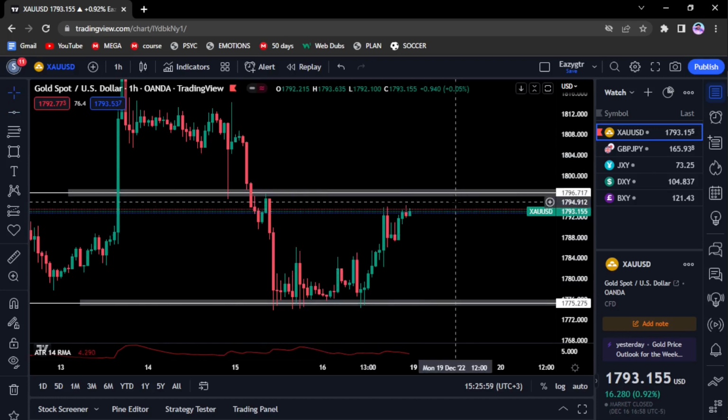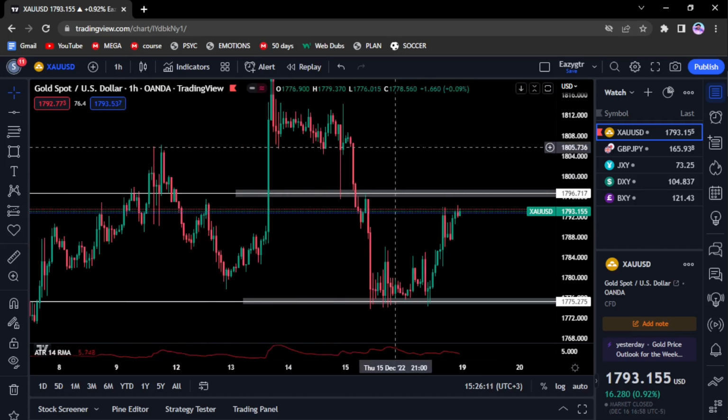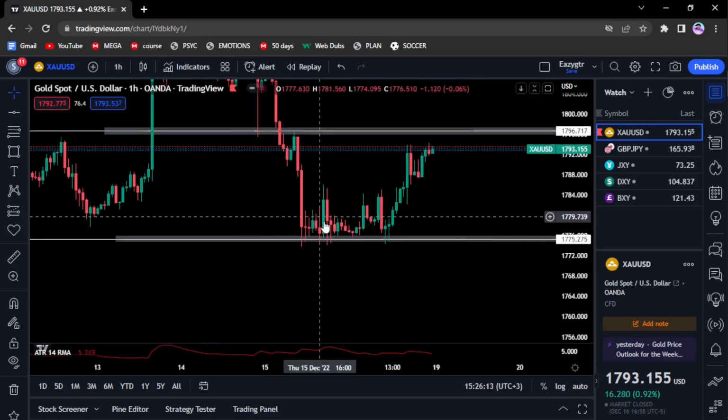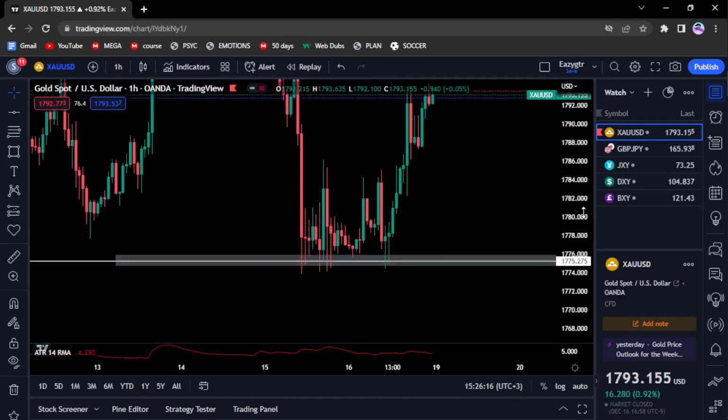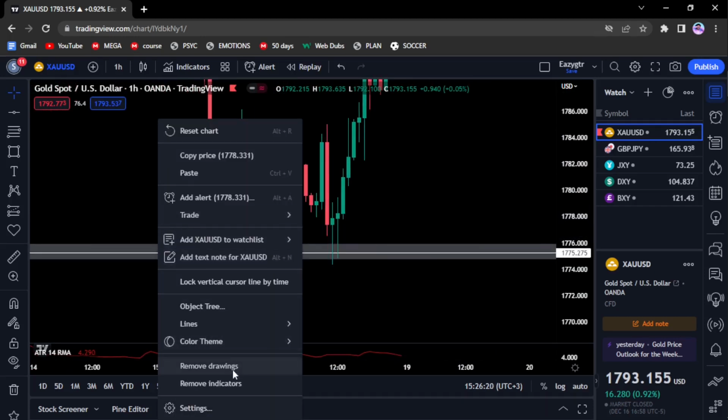Basic cookie cutter drawings, they're so simple. You don't have to go through all the trouble of finding even numbers, dot 500, dot 00. I mean, you can just use your eyes. In fact, this is a very good example. So this is what I'd do. Let me remove the drawings.